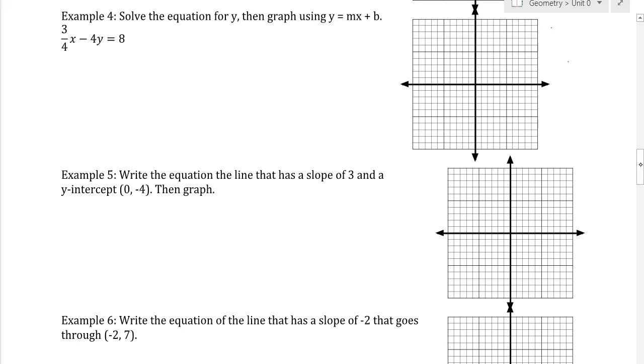Solve the equation for y, then graph using y equals mx plus b. Subtracting 3/4 x, subtracting 3/4 x, negative 4y equals negative 3/4 x plus 8, dividing everything by negative 4. Y equals a negative, and a negative is a positive. Positive and a negative is a negative.